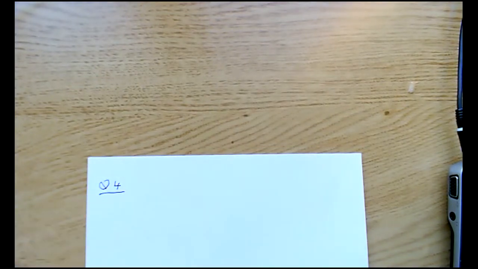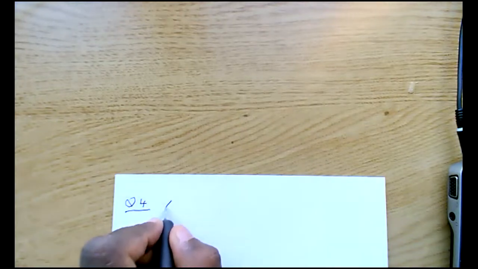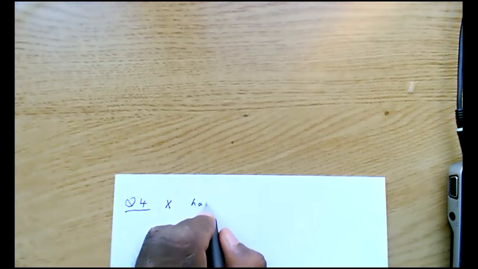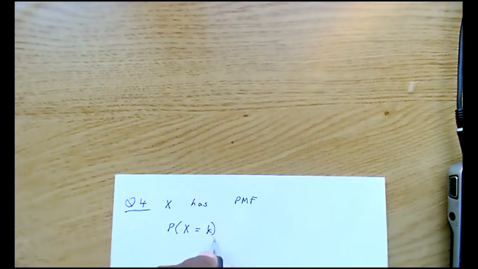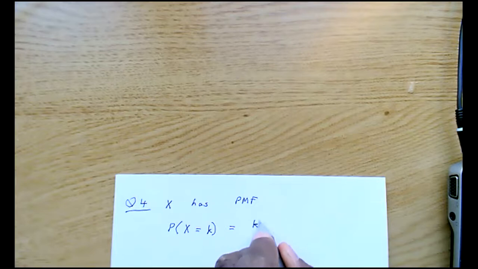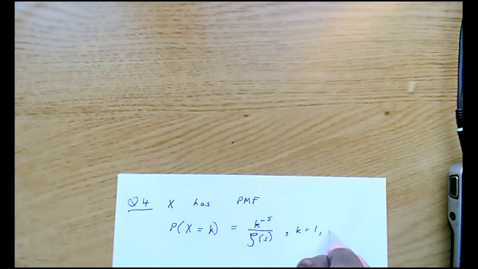This is question four on the tutorial sheet, and I'm sure you guys have a copy of the sheet with you. You have a random variable X that has the PMF, or probability mass function, equal to k to the power minus s divided by this function, which is called the zeta function, where k goes from 1 up to infinity.